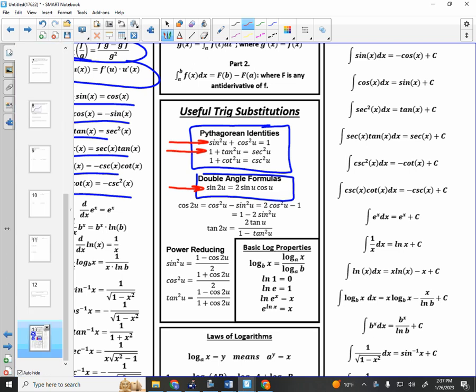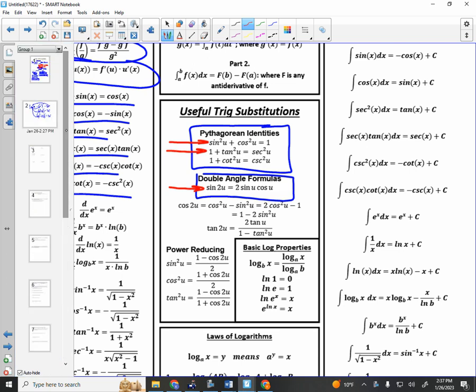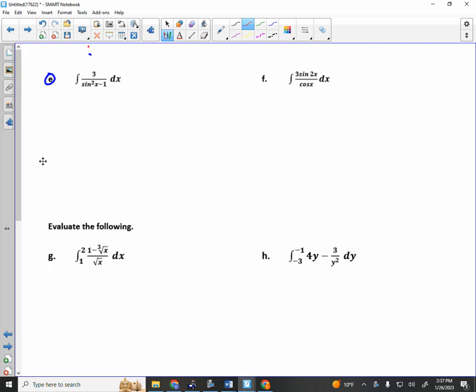So as I reference that for this problem here, we can make some of these problems a little bit more simple. I know that sine squared of x plus cosine squared of x is equal to 1. If I subtract the 1 over and subtract the cosine squared over, I get sine squared of x minus 1 is equal to negative cosine squared of x.